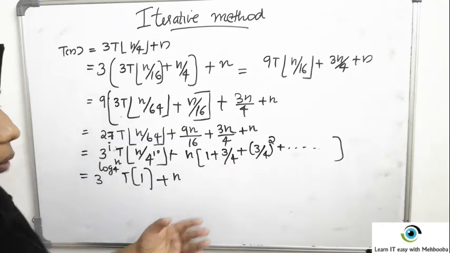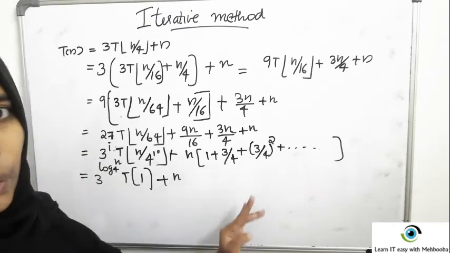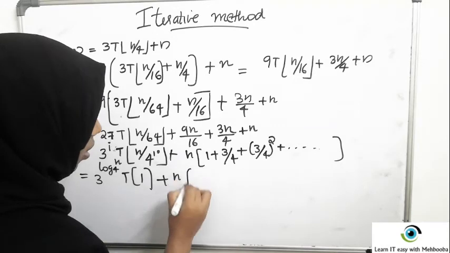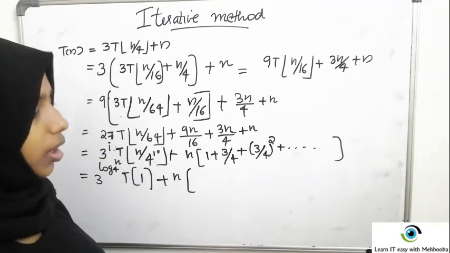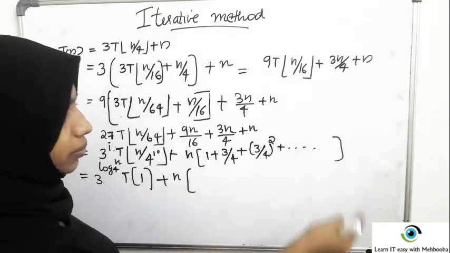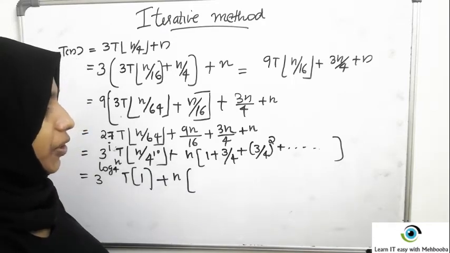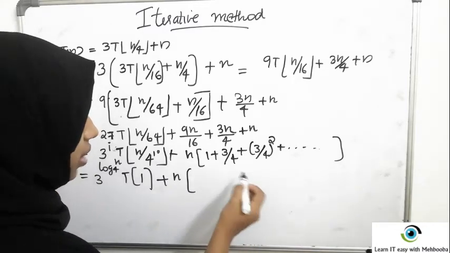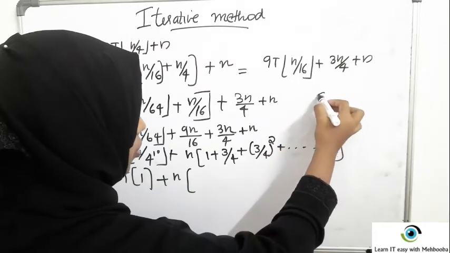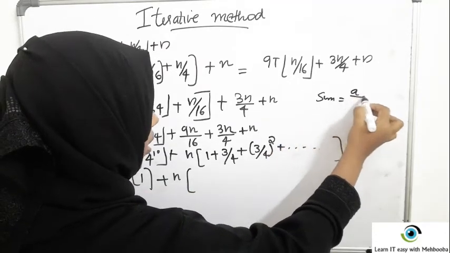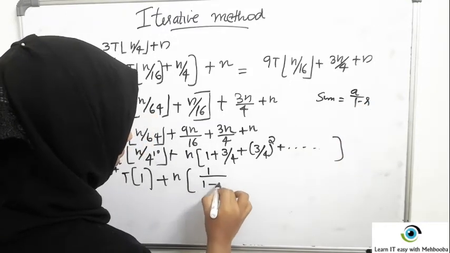When the GP's common ratio is less than 1, you can simply take the sum of infinite terms in a GP while finding complexity. If the common ratio is greater than 1, you have to definitely find how many terms are present there and find the sum accordingly. But if the common ratio is less than 1, you can simply take the sum of the infinite series. The sum of an infinite series goes by the equation a divided by 1 minus r. Here a is the first term and r is the common ratio, 3 by 4.